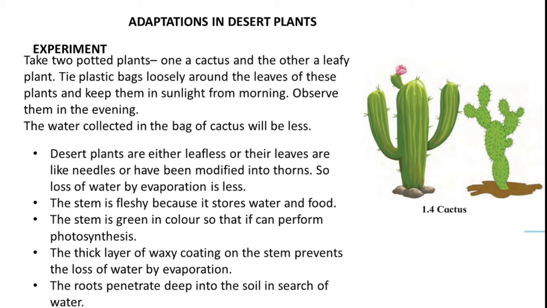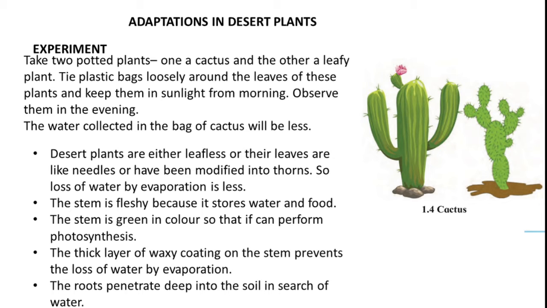So, the next, adaptations in desert plants. First we will deal with an experiment. Take two potted plants, one a cactus and the other a leafy plant. Tie plastic bags loosely around the leaves of these plants and keep them in sunlight from morning. Observe them in the evening. The water collected in the bag of the cactus will be less. Cactus is a desert plant, so it will lose less water.